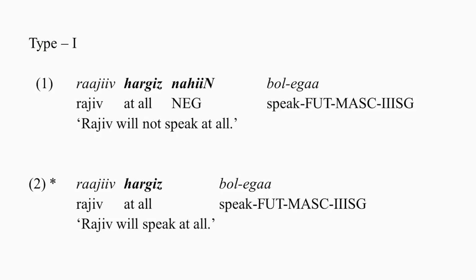Rajiv is the subject of the sentence and the rest of it is the predicate, where the verb is bolega, which carries agreement markers and future tense. Specifically, I want to draw your attention to the negative element. The negative element is nahi in Hindi, and as you see, it occurs right before the verb, that is, on the left of the verb. It is a verb final language and it occurs right before the verb.